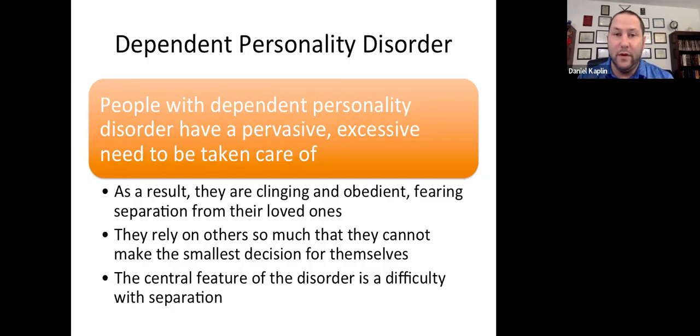As a frame of context, people with dependent personality disorder have a pervasive, excessive, and habitual need to be taken care of. These individuals are reported to be clingy, obedient, and they fear separation from their loved ones. Even small decisions they struggle to make for themselves. And what is the central feature? Difficulty with some level of separation.